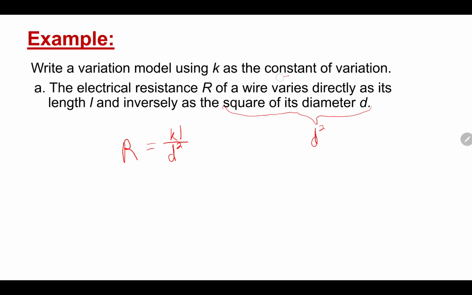This piece varies directly, is my K times, and then it says length L, and that's my L. And then inversely tells me that I'm dividing.